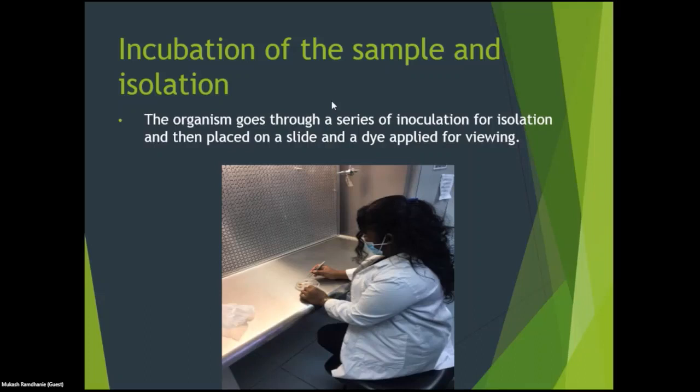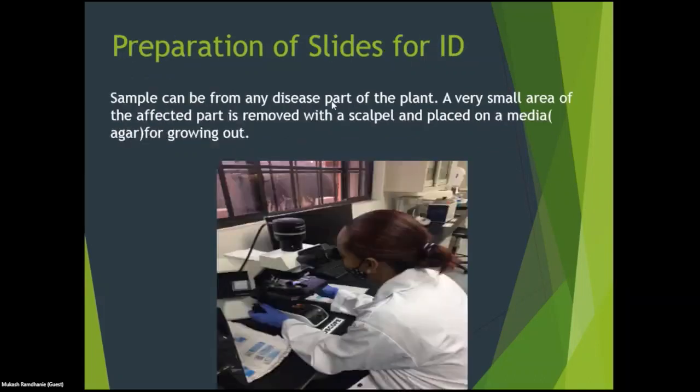If the problem cannot be easily diagnosed, then the sample will be taken further, and the organism goes through a series of inoculation for isolation, and then is placed on slides. After it is placed on the slide, a dye would have to be placed on it for viewing under the microscope, so that the particular organism would be able to be identified.